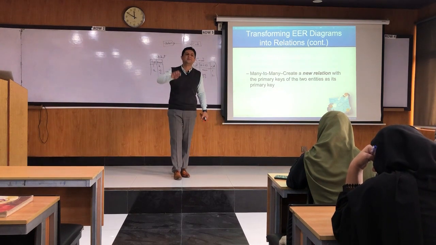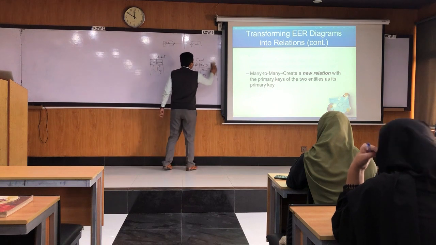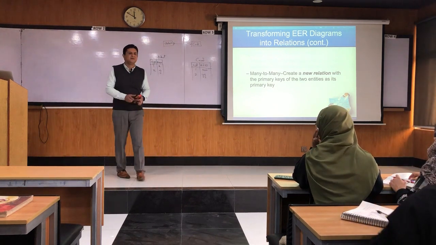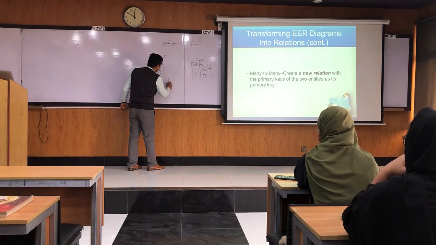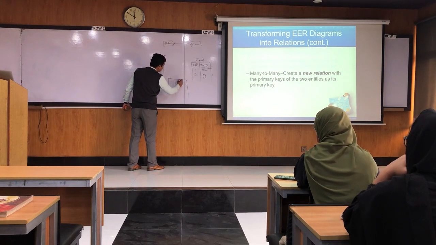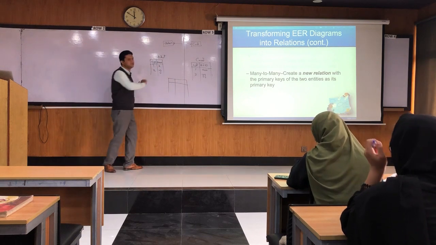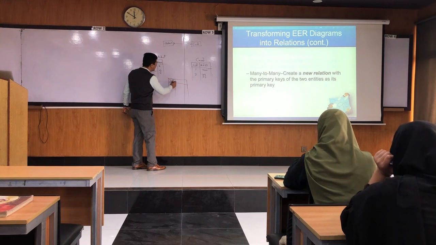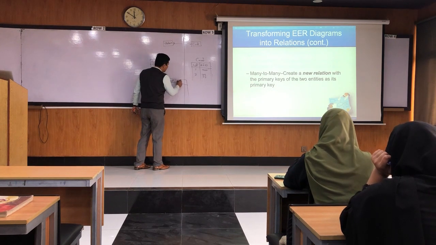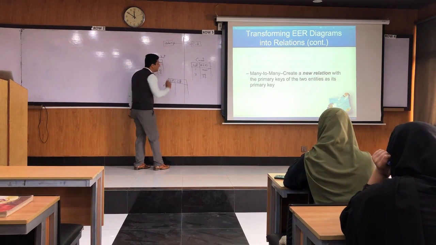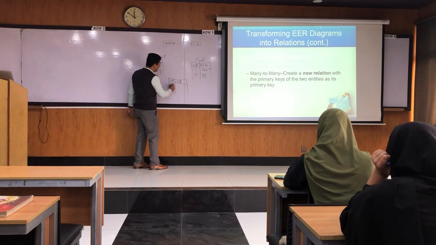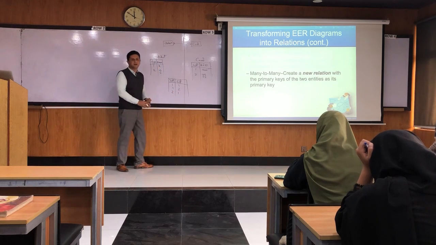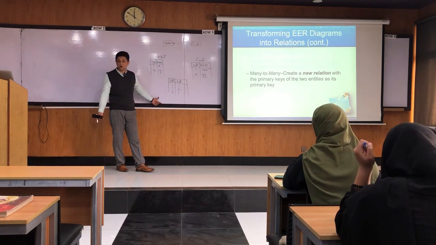So the only possibility is to have a third relation. We'll define a new relation with foreign keys from both the participating relations. So student ID would be added as a foreign key, and CID, which is card ID, would be added as a foreign key. Now, for example, one has card one, one has card two, and two has card one. Now you can see that all of the cases have been accommodated.